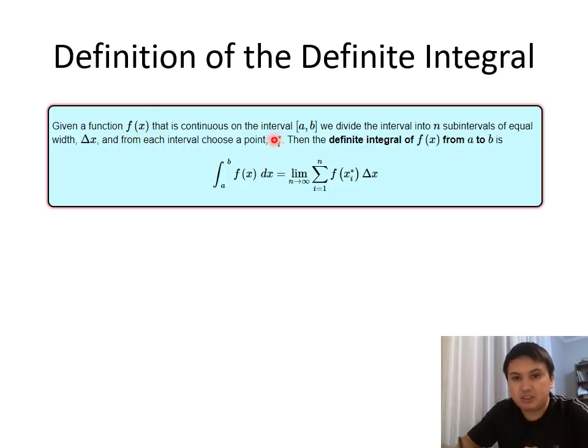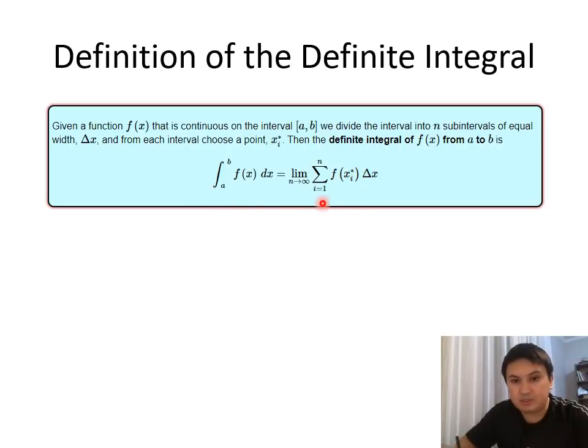Well, given a continuous function f(x) on an interval [a, b], as before, I consider a partition. I subdivide the interval [a, b] into equal width subintervals, so the length of each subinterval is (b minus a) over n. And then I choose one point x_i star from each subinterval. Then the definite integral is simply defined as the limit as n goes to infinity of this Riemann sum.